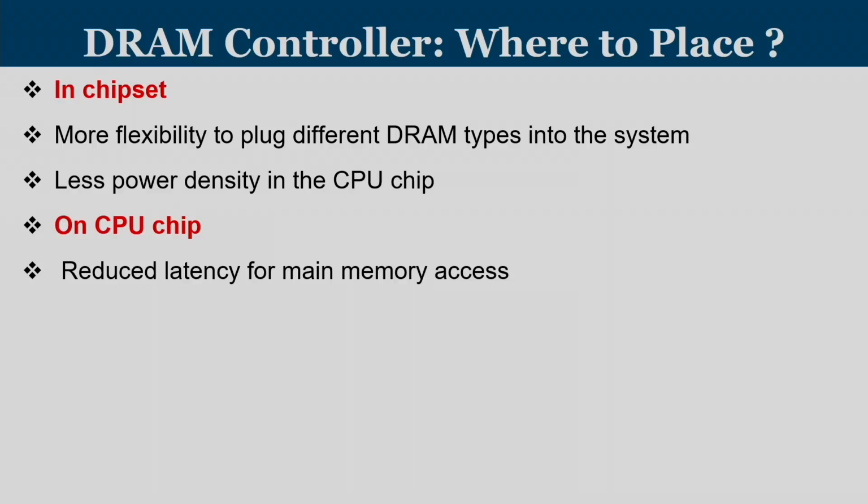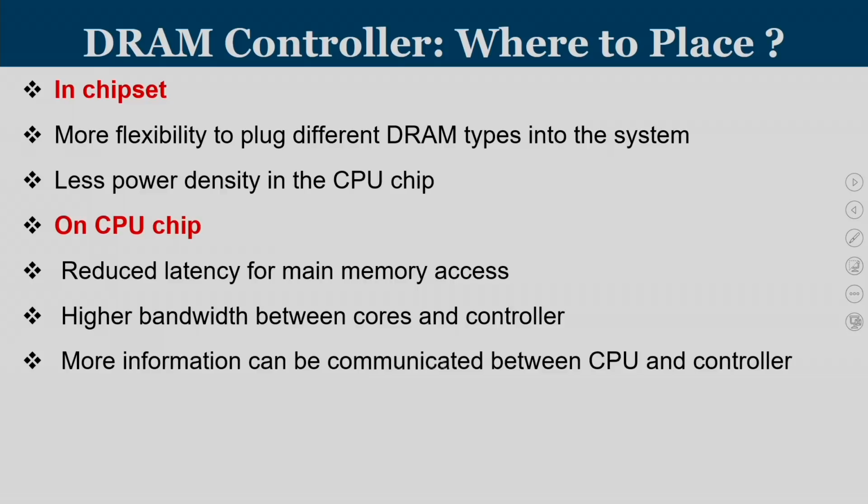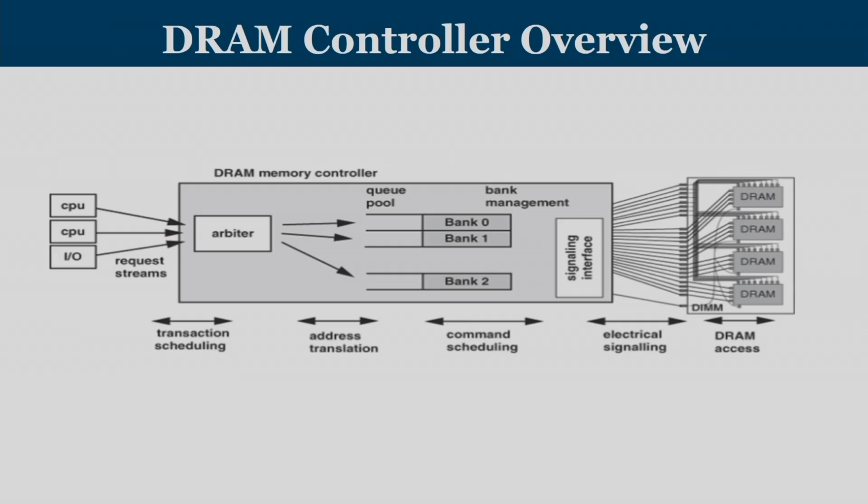This will reduce the latency for main memory access because it's inside the chip, giving higher bandwidth between cores and controller, and the CPU and the controller can talk more frequently. That means a larger amount of data can be exchanged between the CPU and controller when they are both located inside the CPU. This is a logical view of the DRAM controller.